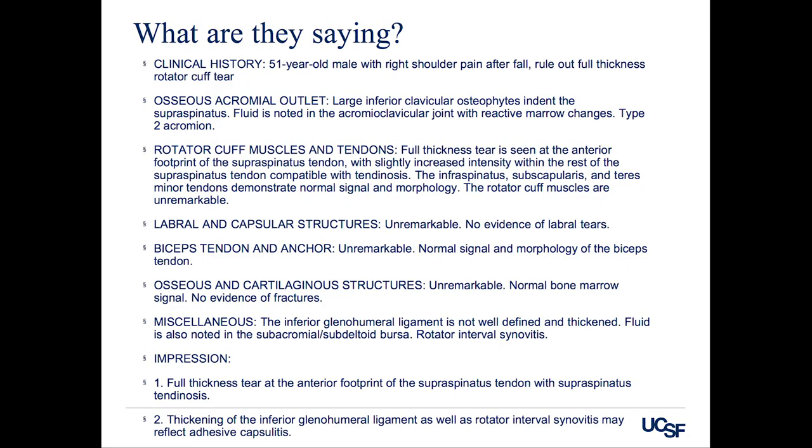And then here's one, a 51-year-old with right shoulder pain after a fall. And then we gave him a pretty good history here. We're worried he fell, and then on exam, he couldn't lift his arm very well. So we said, please rule out a full thickness rotator cuff tear. So here, the impression at the bottom: full thickness tear at the anterior footprint of the supraspinatus with tendinosis, and then thickening of the glenohumeral ligament, synovitis.